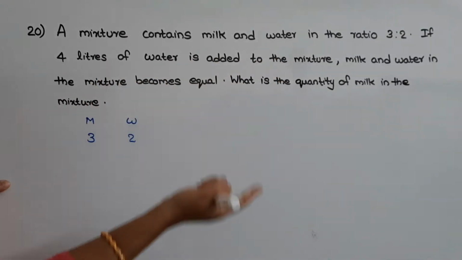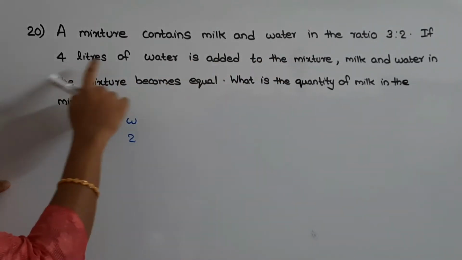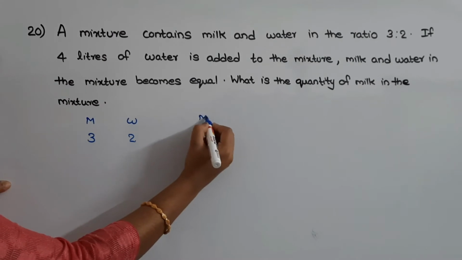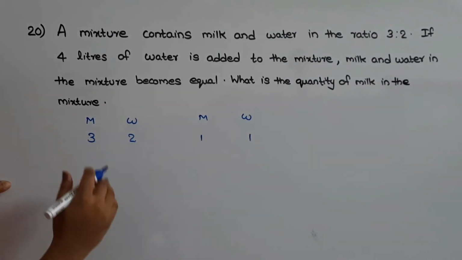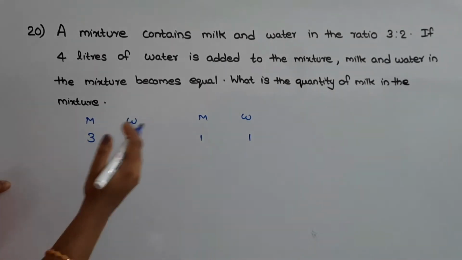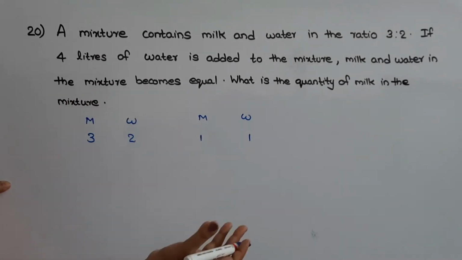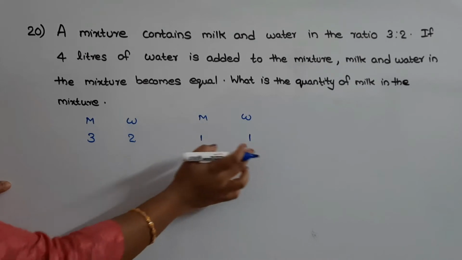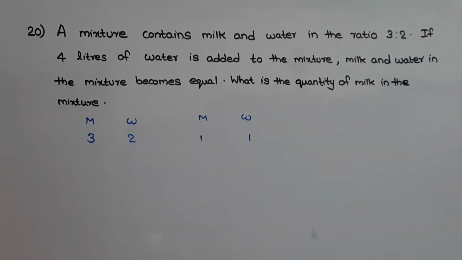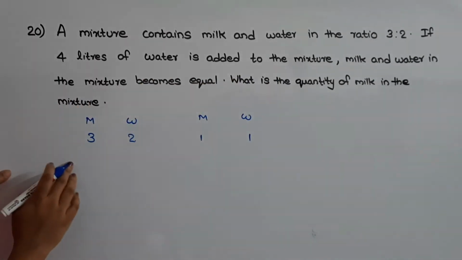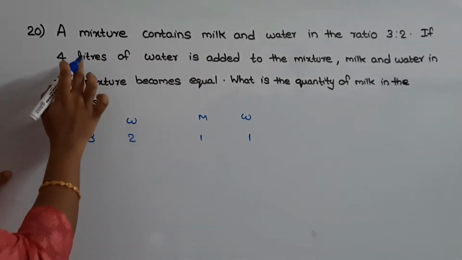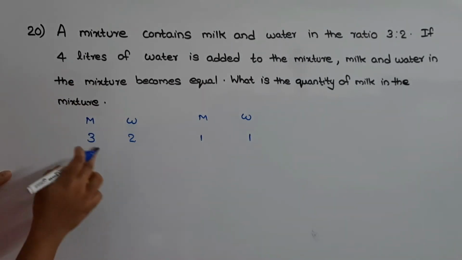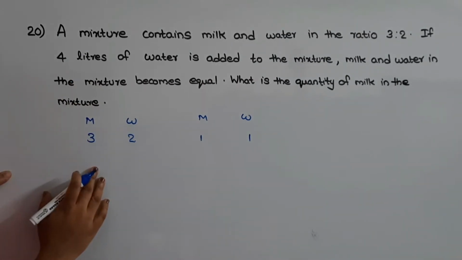water in the mixture becomes equal, which means when 4 liters of water is added, the ratio of milk and water will be 1:1. When in a mixture the milk and water is equal, it means the quantity of milk and water is equal, which means the ratio of milk and water will be 1:1. Now we need to find out the quantity of milk in the mixture. In this question they have given the quantity of water added to the mixture as 4 liters. We need to find out the quantity of milk that is present in the mixture.